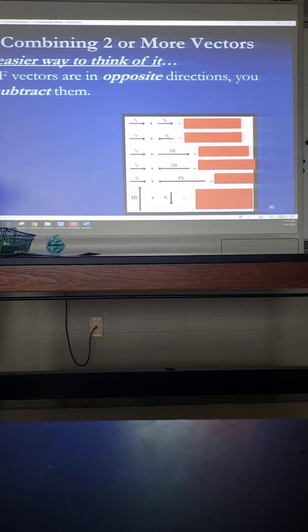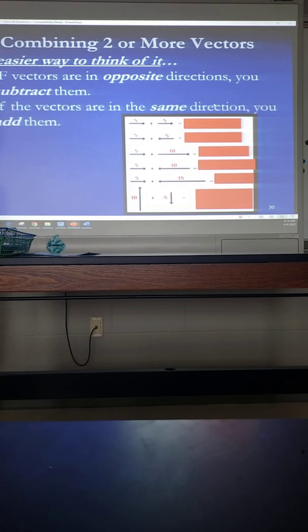Don't worry about making one negative and always adding them. Just think about subtracting them. They're basically getting rid of each other. If the vectors are in the same direction, add them. I think this is easier than thinking of applying negatives and positives to the sign or to the numbers. But again, do whatever works for you.